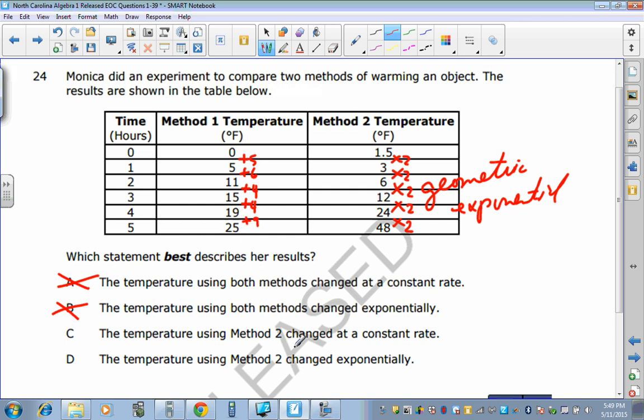Okay, method 2 is not changing at a constant rate. That means linear. Method 2 is changing exponentially. D would be our answer. Once again, on your scratch paper, write A, B, C, D, and then mark them out as you know that you cannot get the answer. Circle the one you have in case there's a power failure or an electronic glitch. You will have all your work without having to rework the problems.